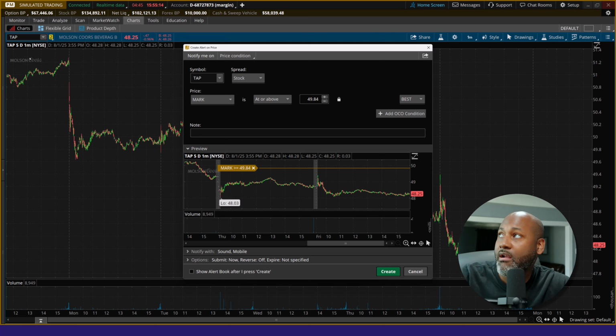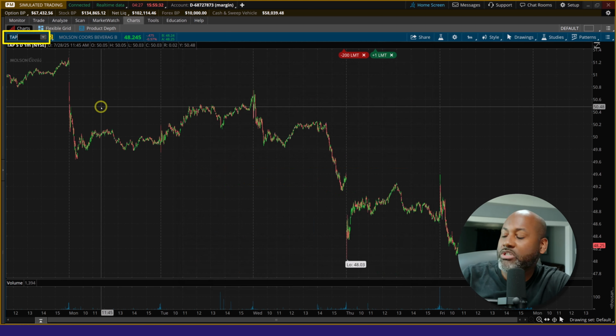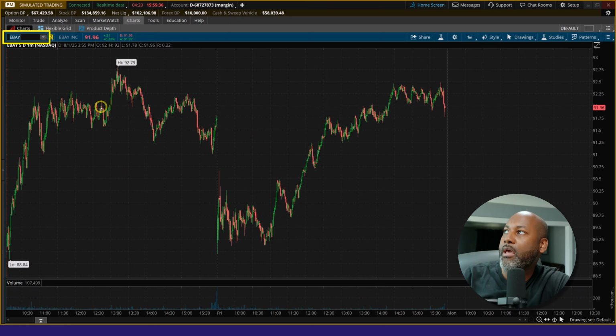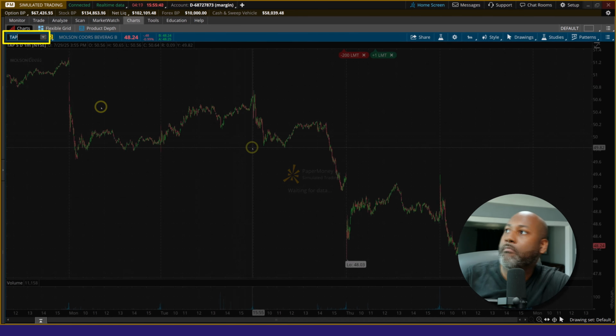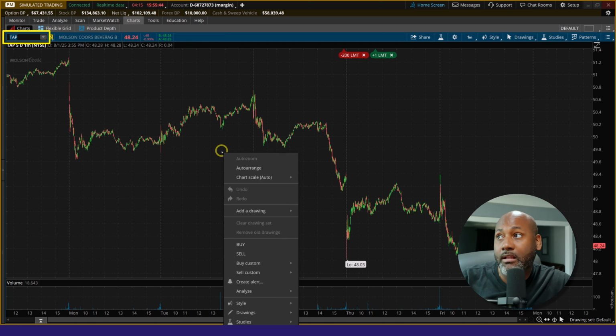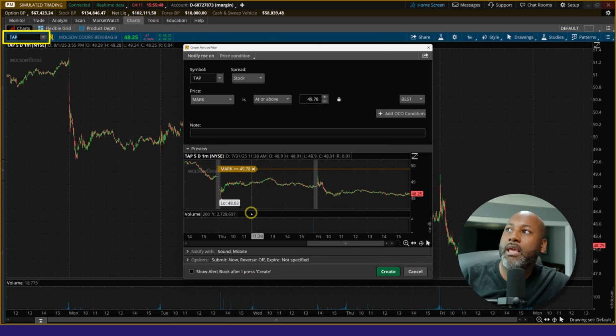But let's just say on our chart, we're not on the right ticker symbol. This is the symbol box. So this is where you would enter the ticker symbol if it wasn't TAP. So you would just type it. Let's say it was, what's another one we talked about? We said eBay. So if it was on eBay, we would just type in TAP. And now when we right click and go to create alert, it's going to be an alert for TAP.